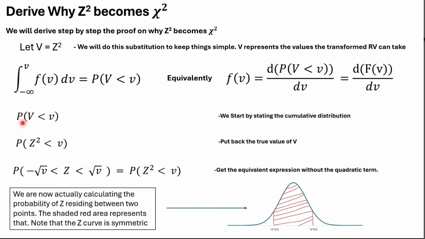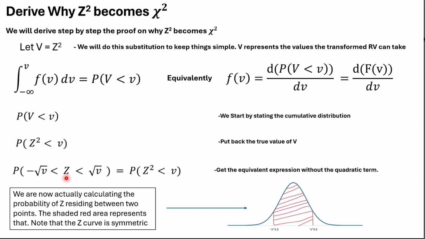So you start with the probability of the random variable being less than the scalar value v. You put back the expression of V, which is equal to Z squared. So the probability of Z squared being less than v. Now, whenever you have a square term being less than a particular scalar, when you perform the square root, you get a positive root, square root of v, and you get a negative root.